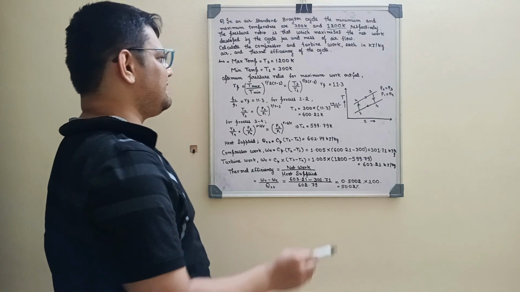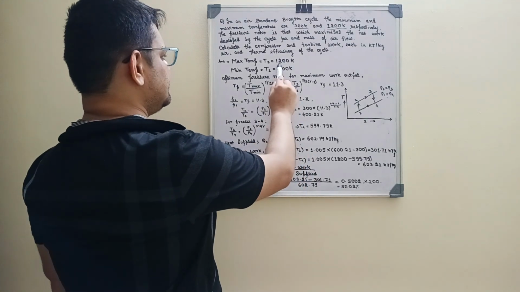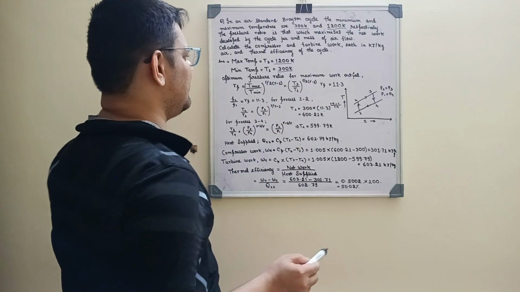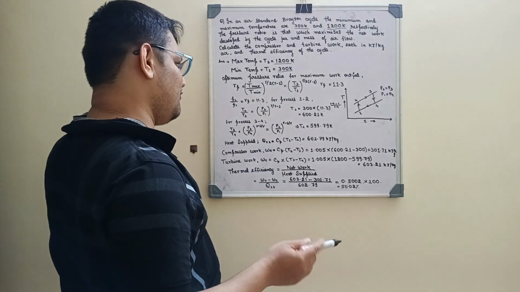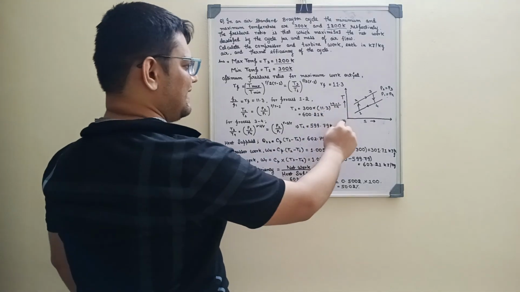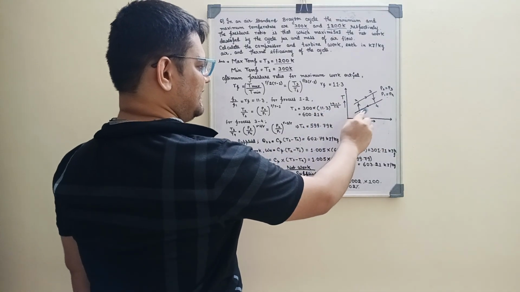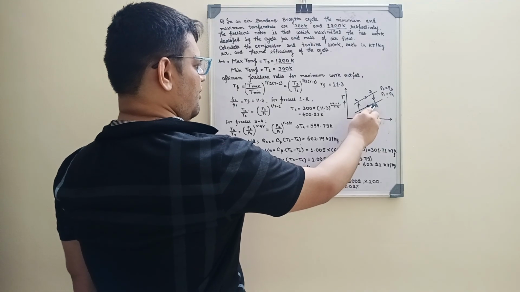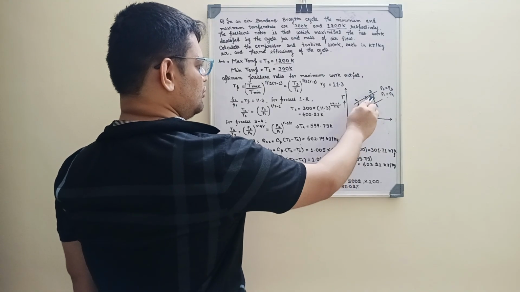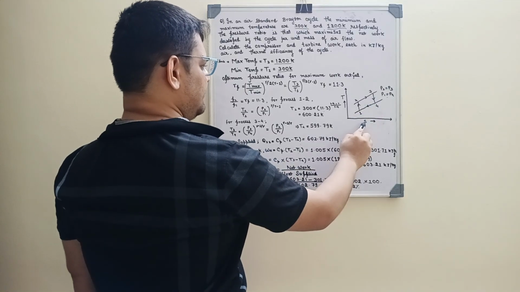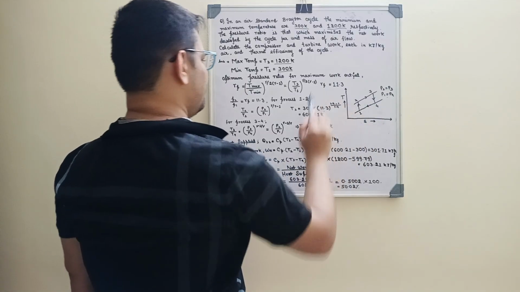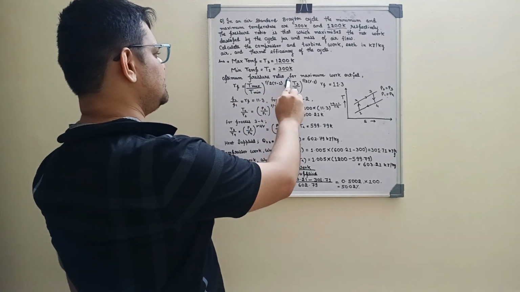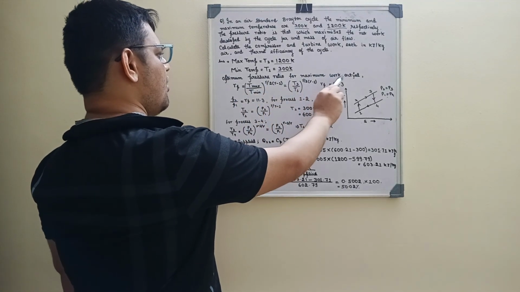So here we have the data: the maximum temperature is 1200 Kelvin and the minimum temperature is taken as 300 Kelvin. This is the cycle where we can see the path of the temperature from 4 to 1, 1 to 2, 2 to 3, again 3 to 4. This is entropy and this is the temperature. So now we will first calculate the optimum pressure ratio for the maximum work output.